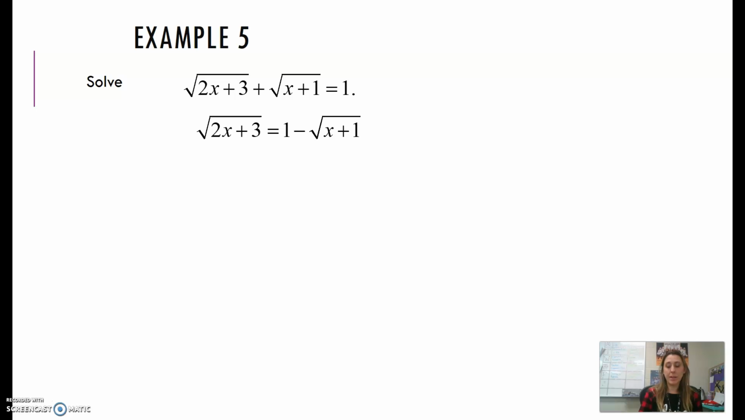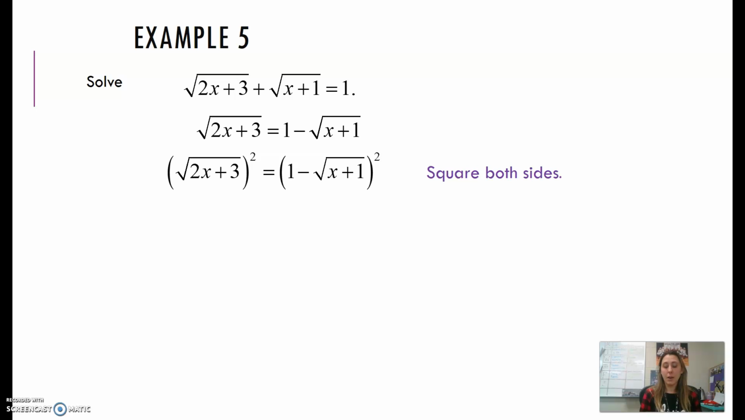Now I've got my square root by itself on the left side, and I'm going to go ahead and square both sides. Okay, what I want you to make sure you see is if you look right here, that is a minus sign. That means this is 2 different terms, which is a binomial. So when we square both sides, we have to put it in a box because we have a 1 and minus this, and we can't combine them. So let's do this one together.